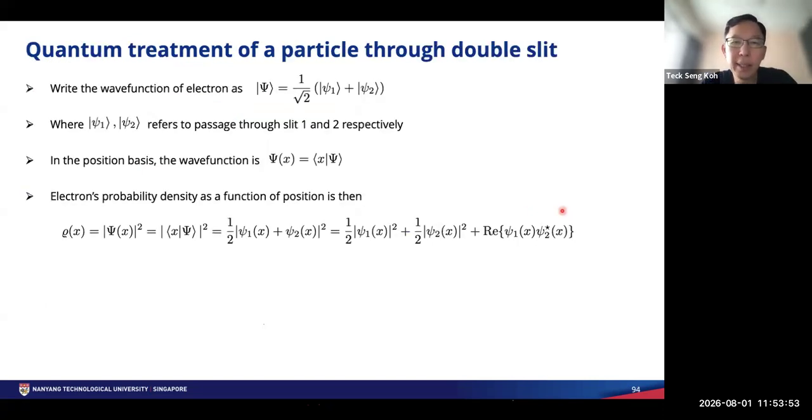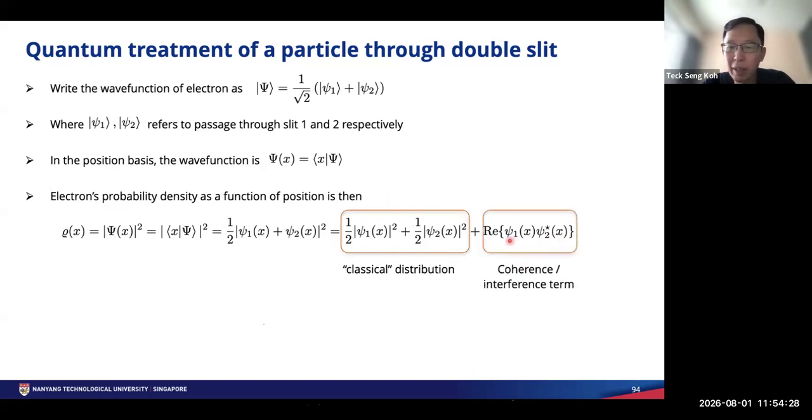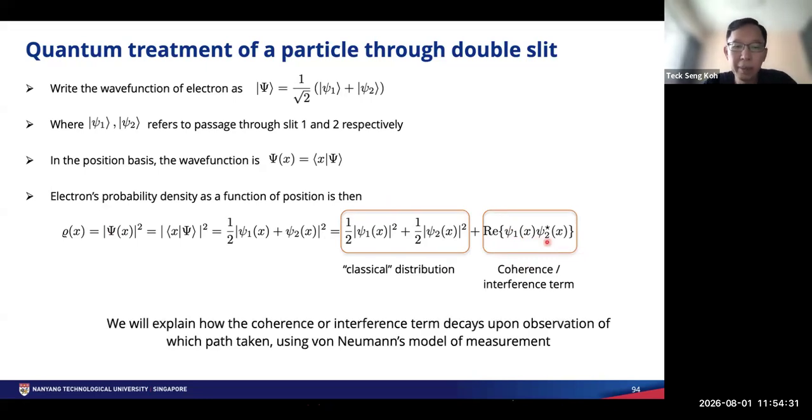Okay, so how do we see this in a quantum treatment? If I want to talk about the electron's probability density, it is originally in a superposition of passing through slit 1 and slit 2. If you carry through the calculations, the probability density is the mod squared of that in, say, the position basis, so that's why there's an inner product with x. Then you get three terms. This is the classical distribution, and this is the so-called coherence term, the off-diagonal term. Then we can explain how the coherence decays upon observation of which path using von Neumann's model of measurement.